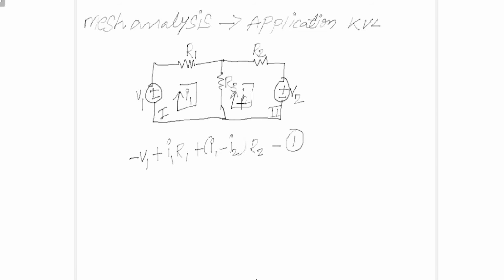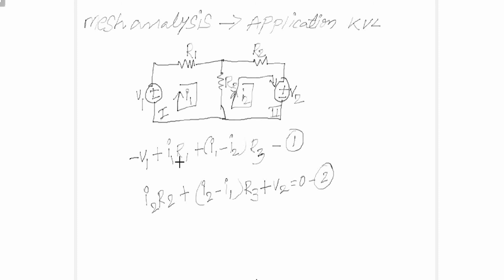Similarly, by applying mesh analysis to your second loop, this is your second mesh, I2 into R2 plus I2 minus I1 into, sorry, this is R3, I2 minus I1 into R3, and here the current direction is pointing towards the positive terminal of the voltage. So plus V2 equal to 0. This is your second equation.